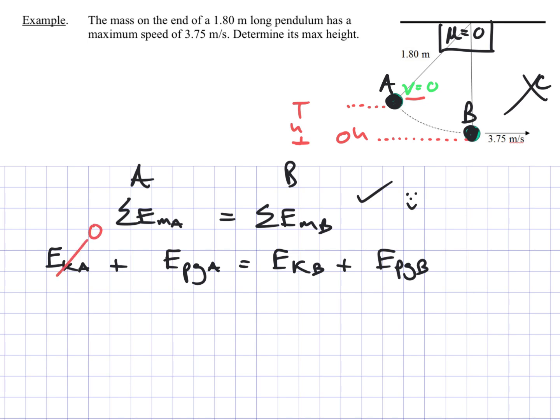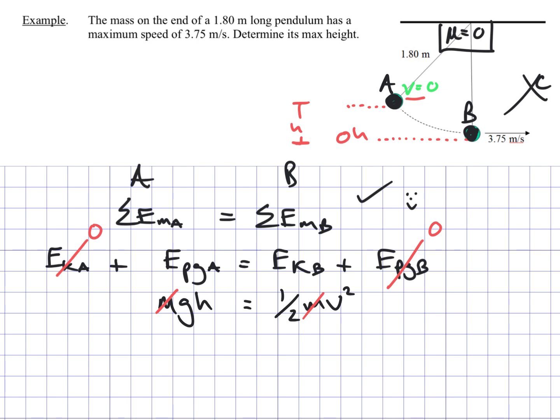And at position B, since I've defined my reference 0 height to be at position B, that means I have no gravitational potential energy at position B. So that leaves me with this statement, that is that I have the gravitational potential energy at A. Let's call this mass times gravity times height. That is equal to the kinetic energy at B, which is half mv squared. Now, the nice thing here is that the mass does not matter.